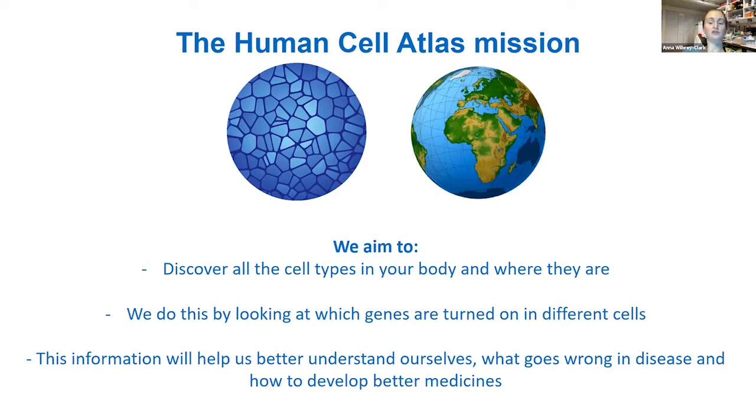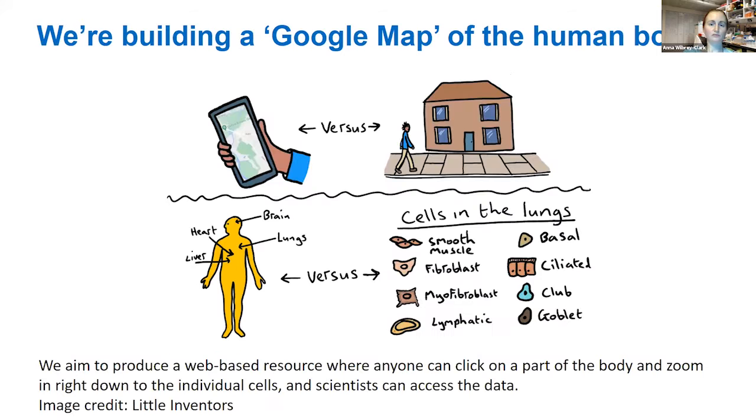Then, once we've got this atlas, we can compare it against what happens in disease. So we can see how disease is different to a normal, healthy human. That will also help us to develop better therapies for certain diseases, because most diseases tend to involve changes in your cells in some way. So we hope that this will be a really useful tool once it's built.